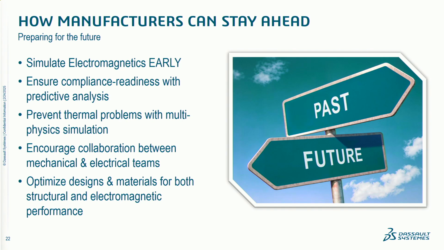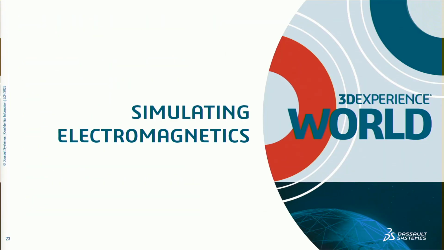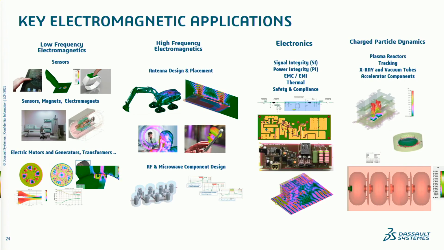Now, the other thing you can do is try to get collaboration between your mechanical and your electrical teams. It's usually not the same people doing those designs, but you can work closely together right from the start of a project. And finally, the way to succeed is really optimizing designs and materials, not just for structural, but for structural and electromagnetic performance. And how do we do that, guys? Well, it's simulation, simulating electromagnetics. And to do that, there's a wide range. If you guys remember that spectrum we were talking about from DC to daylight, there's a lot of very different applications.